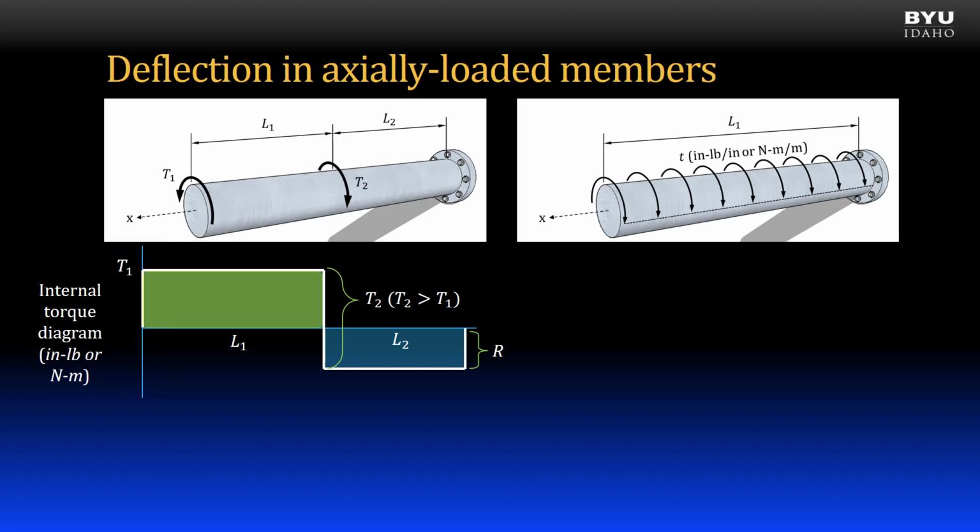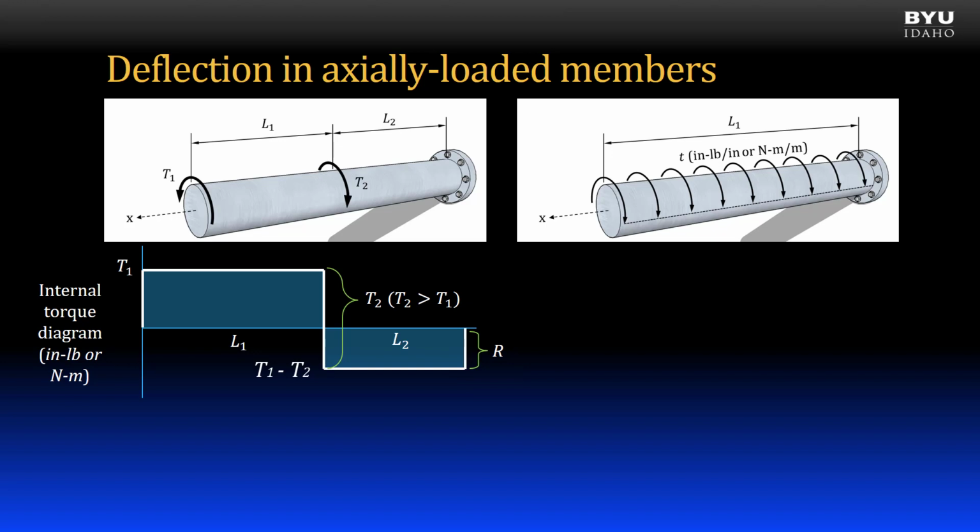For the left section of the member, the internal torque is equal to T1. For the right section of the member, the internal torque is equal to T1 minus T2. Here it is negative since T2 is greater than T1. The jump to 0 at the right end of the graph is equal to the reaction torque at the support.